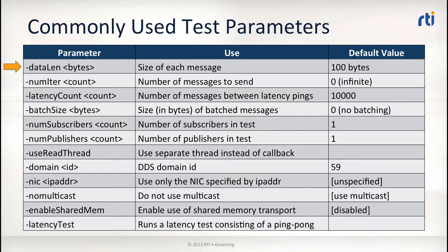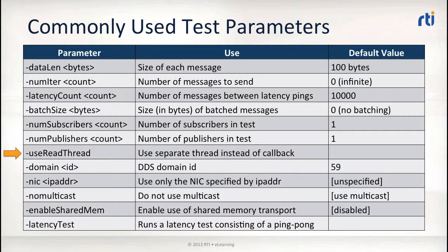The first 3 arguments in this table show the parameters that control message length, test duration, and latency measurement. The batch size argument controls the size of batching, if used. This is particularly useful when sending messages with a small message size, as we saw when I ran PerfTest with batching enabled. The num subscribers and num publishers arguments are used to specify the expected number of PerfTest instances in a particular test run.